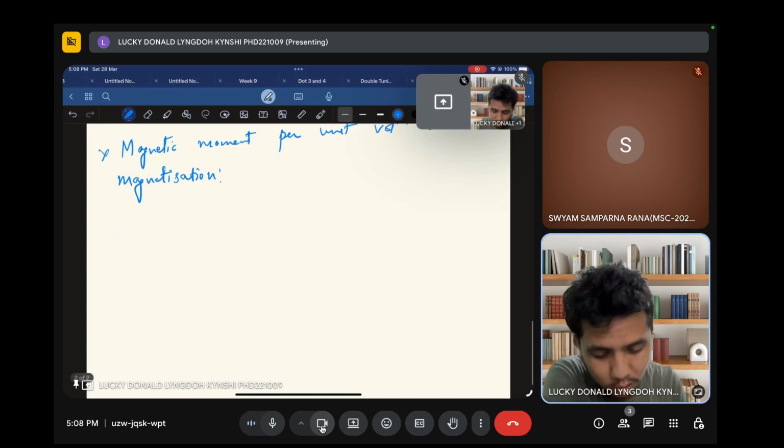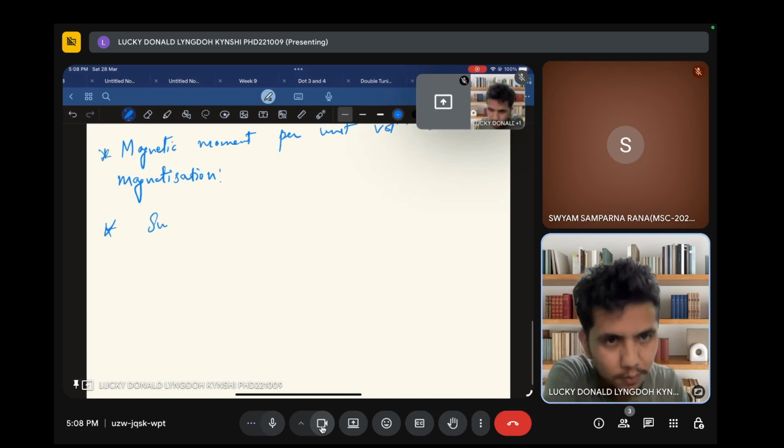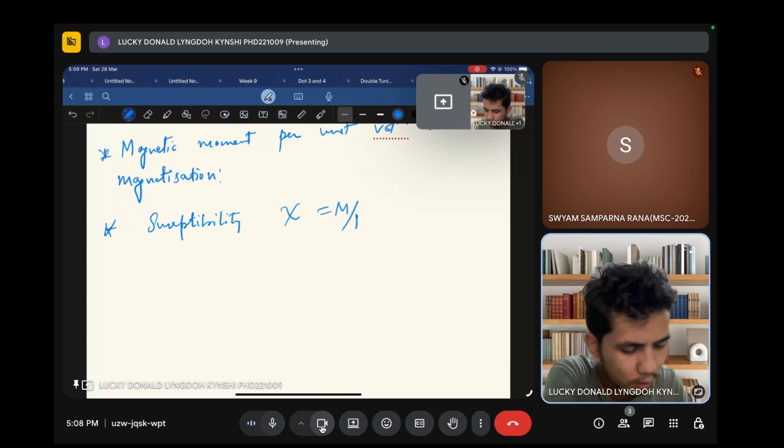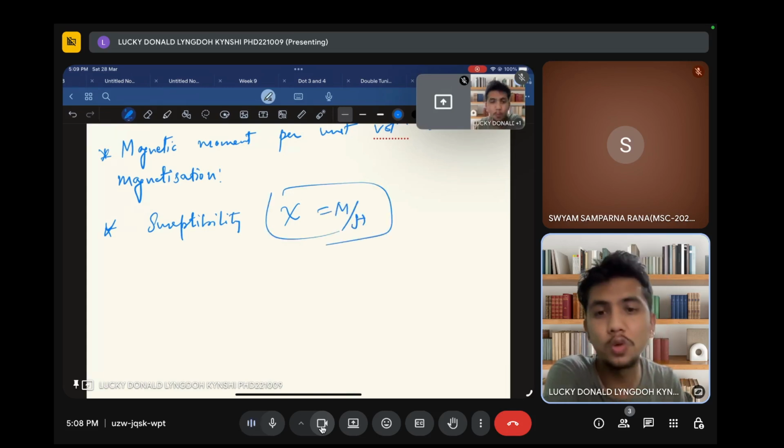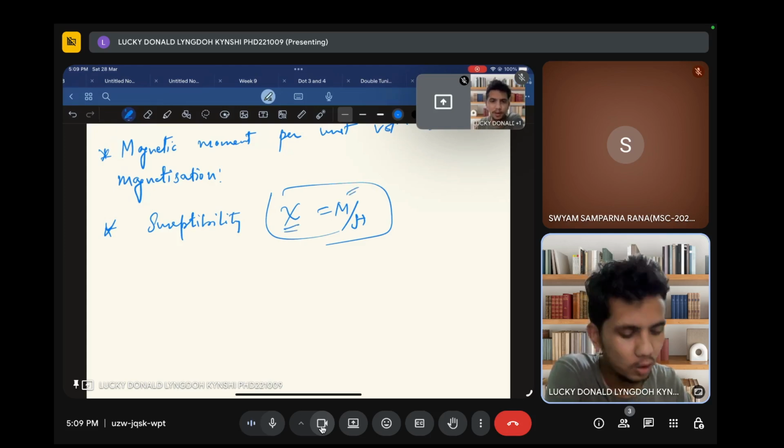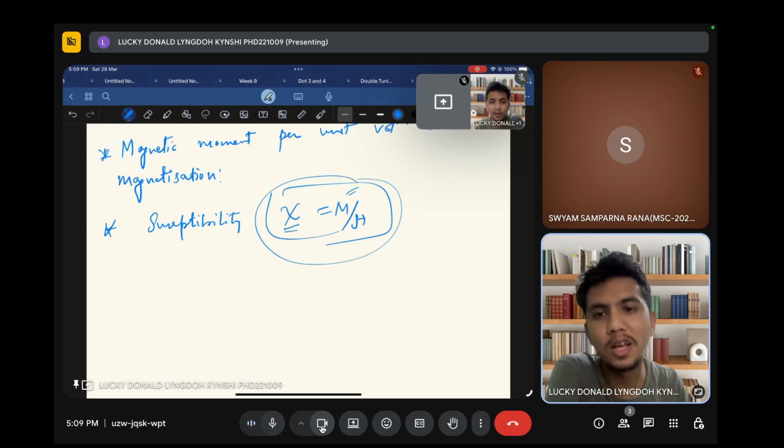Another concept is susceptibility. Susceptibility, psi, is equal to magnetization per unit applied magnetic field. That means how much you can magnetize a material with one unit of external magnetic field. So the stronger the susceptibility, the stronger the magnetization. Different materials have different susceptibility. That is what susceptibility means.